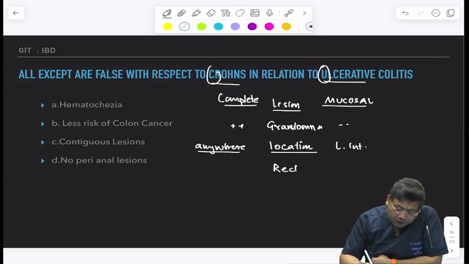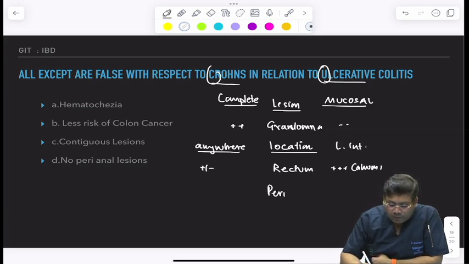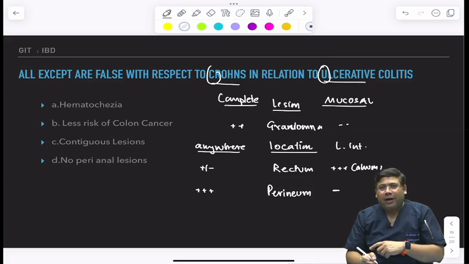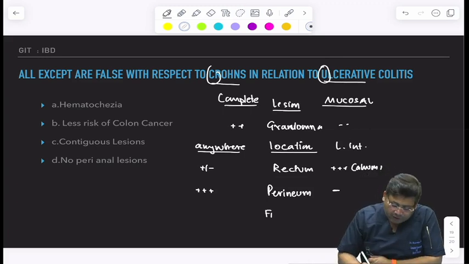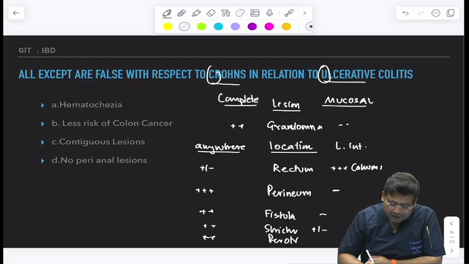Children, what about the rectum? In ulcerative colitis the rectum is always involved. In Crohn's, it may or may not be involved. What about the perineum? Now this is what is important. Perineum is spared in ulcerative colitis, but in Crohn's it is a very common lesion. So the rectum is spared, but perineal lesions are very important. Which variety is associated with fistula? It is seen in Crohn's, not in ulcerative colitis. Strictures are very common in Crohn's. In ulcerative colitis it may or may not be. Perforations, yes, are seen in Crohn's.